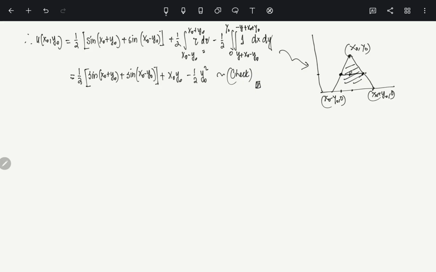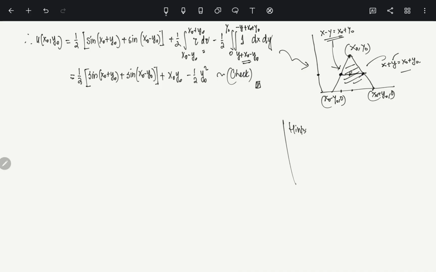Okay, let me just give you some hints. See, this line, what is this line? This line is given by x minus y equals x naught plus y naught, right? And this line is given by x plus y equals x naught plus y naught. So you see, if I fix a y, for a fixed y, x is changing. So x is changing from where? In this case x is y plus x naught plus y naught. And here on this line, again, y is fixed, x is changing.